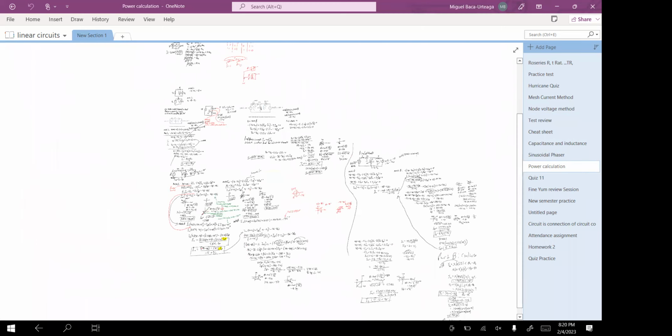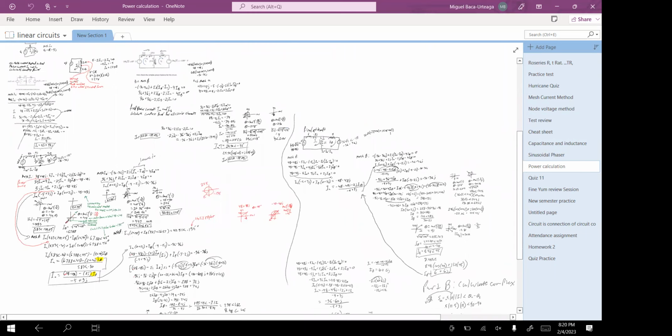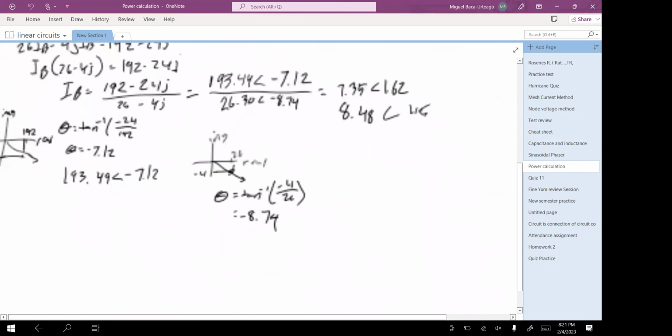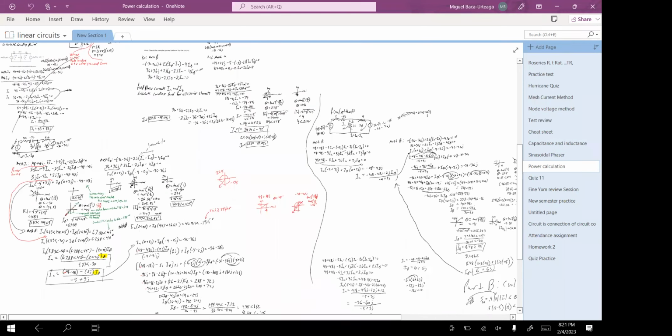Honestly, this all here is one question. See, I have it kind of separated. Your answer comes out to negative 8.74 for the phaser, whatever. It's a lot.